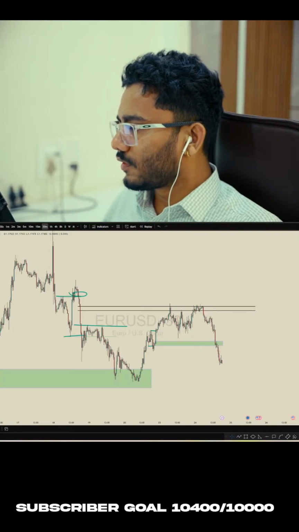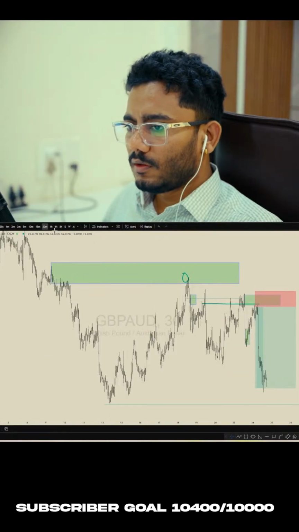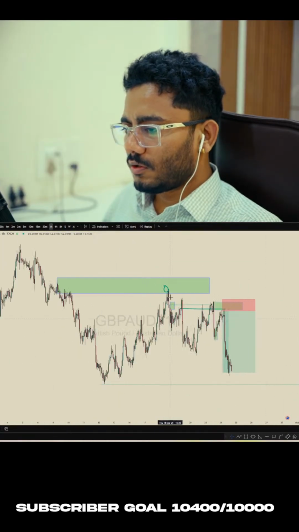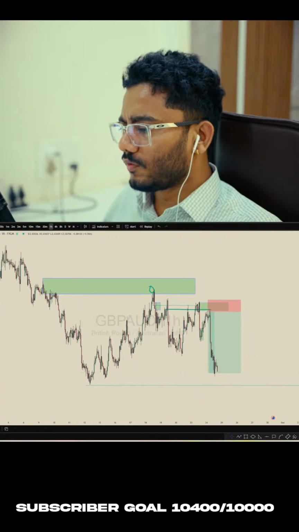So yes, I also shared the GBP AUD. This trade I called out last week. This was the first entry, second entry, third entry, and yesterday price tapped the order block and continued to downside directly.